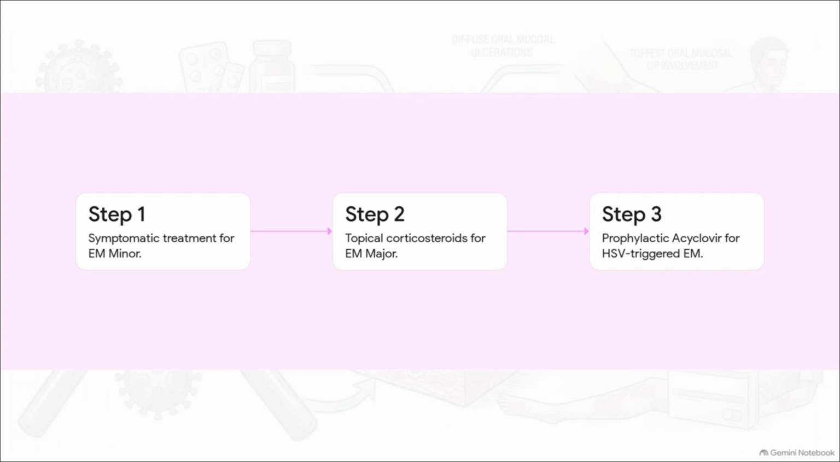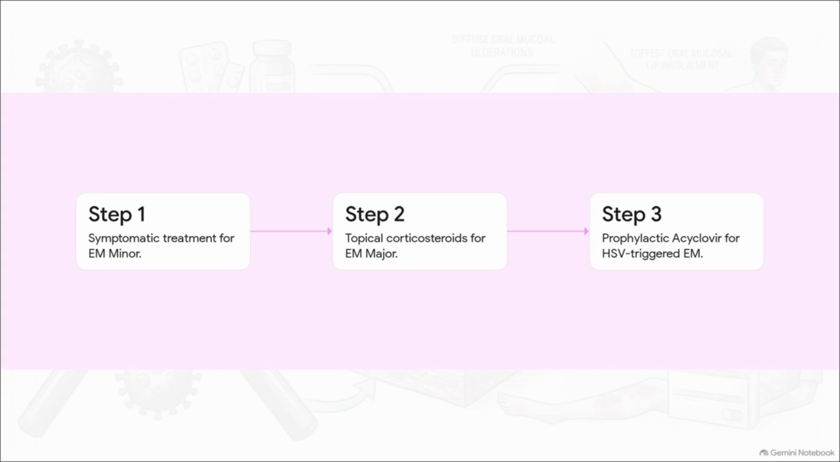For EM major, step 2 involves escalating to topical corticosteroids, often paired with antifungals, just to control the severe local disease. I do have to note, using systemic corticosteroids is still highly controversial here, and some experts believe they're straight up contraindicated, especially for maintenance.